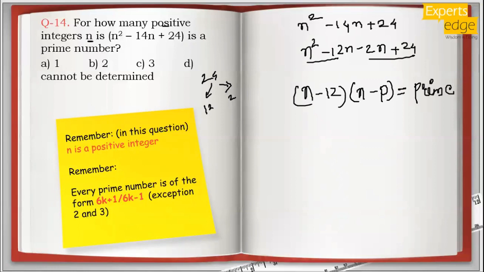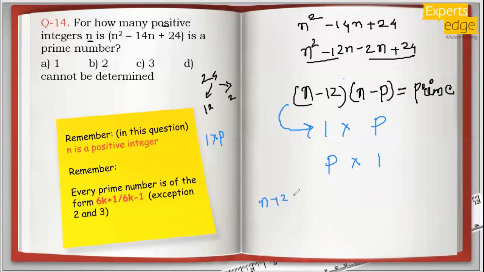We know the prime cannot be written as a product of two numbers. That is only possible when one of them is 1 and another is p, right? So I may have two cases, that this is 1 into p or p into 1. That is only two cases possible, right? So if I take this first case, my n minus 12 has to be equal to 1.